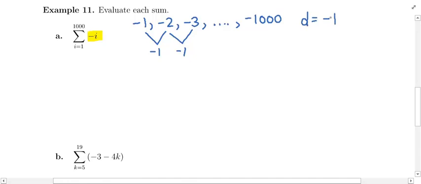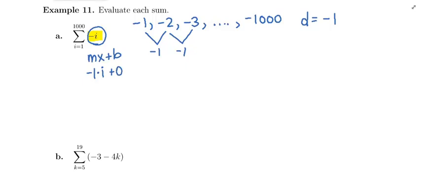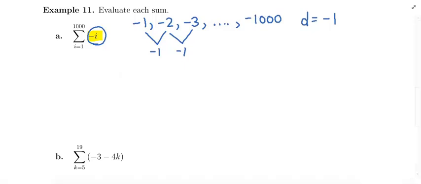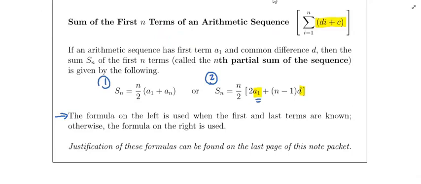You could also recognize this as arithmetic because the expression that defines the terms of the sequence fits the bill of mx plus b. The m value is negative 1, x is the variable i, and the y-intercept would be 0. So this is an arithmetic series that we're adding up. That means you can apply one of the formulas on page 6. Again, we're always trying to choose which formula is the best one to use here.